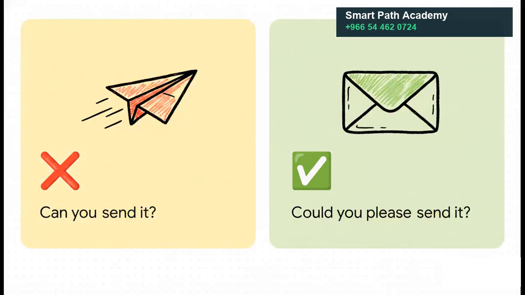And this brilliantly illustrates how we make a request politely. Can you send it? Is direct, sure, but it is just a bit too casual for a teacher or an examiner. To make it formal, we need to add polite modal verbs. By making the switch, we say, could you please send it? Adding could you please instantly transforms a casual text into a polite, professional, academic request.